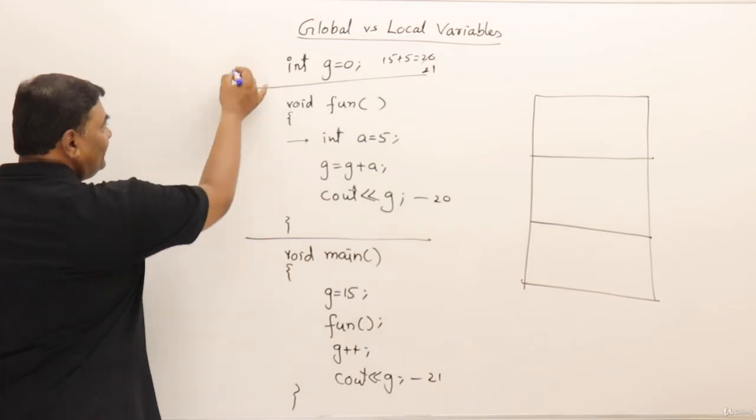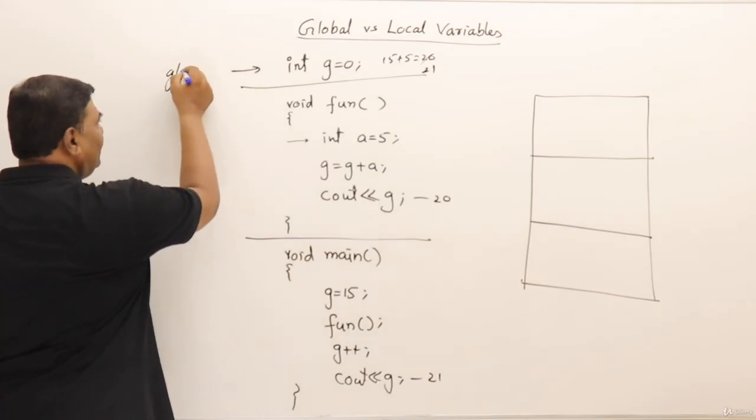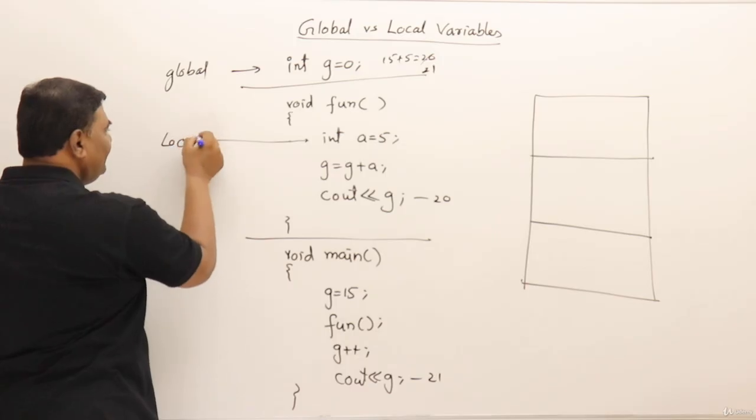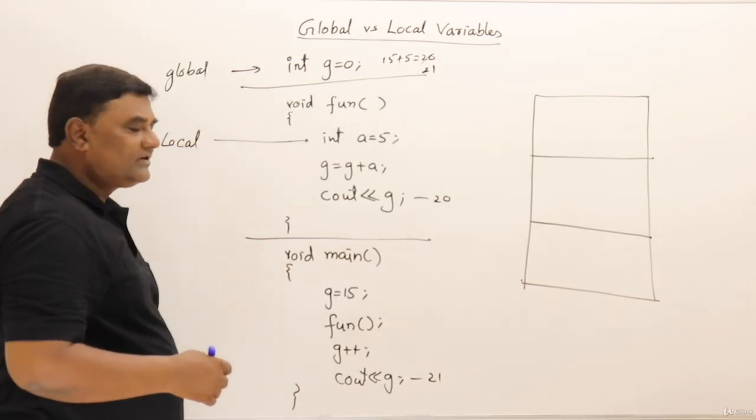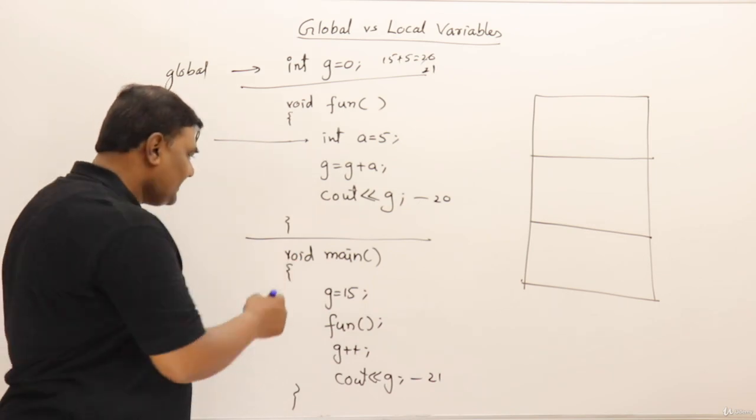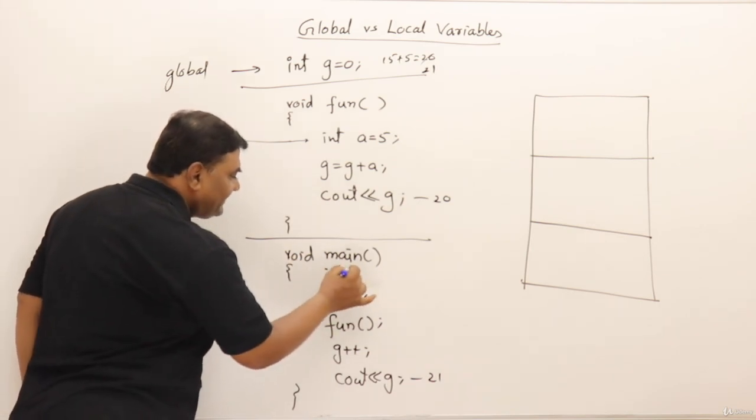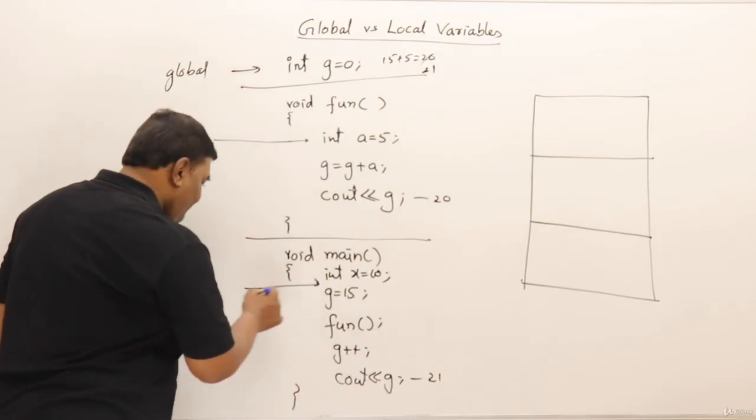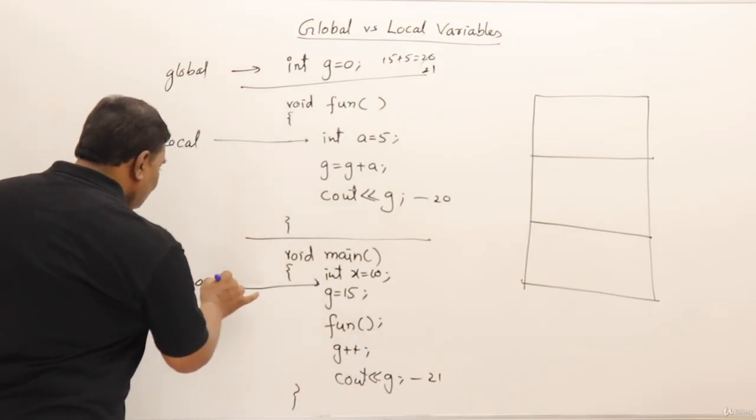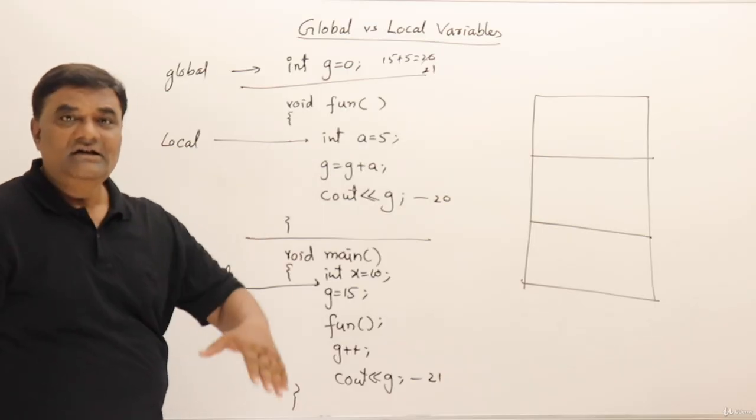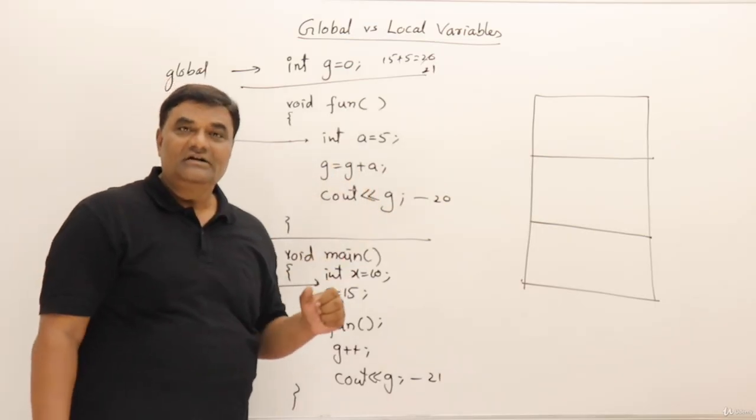So this is a global variable and this is a local variable. A variable inside the function is local and the variable outside all the functions is global. And even if I declare some variable here, X, then this is local to the main function. This is also a local variable. So the variables inside the functions are local, the variables outside the functions are global.